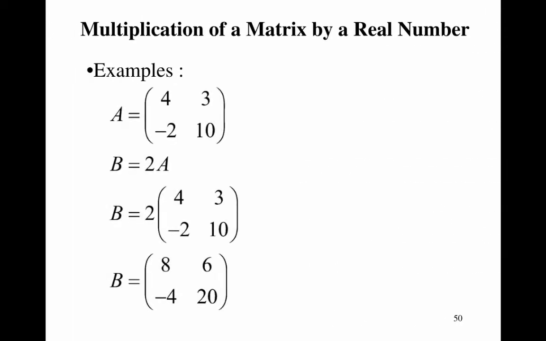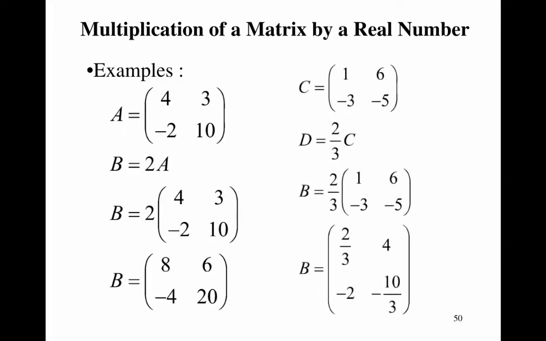So looking at some examples of multiplying matrices by a real number. At the top, A is equal to 4, 3, negative 2, 10. If B is 2 times A, then I'm going to take 2 times everything in A so that B, my new matrix, is 8, 6, negative 4, 20. Similarly, if I want D to be 2/3 of C, I multiply every term in C by 2/3, and I do get 2/3, 4, negative 2, and negative 10/3.